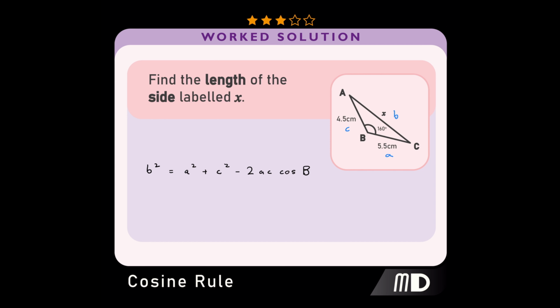Substituting the values of a and c, the two sides given to us, and b, the unknown side x, with the angle B equal to 160 degrees, we get x squared equal to 5.5 squared plus 4.5 squared minus 2 multiplied by 5.5 multiplied by 4.5 multiplied by the cosine of 160.